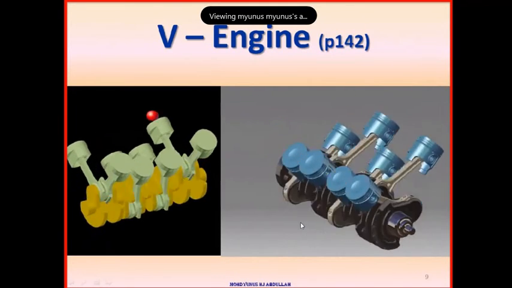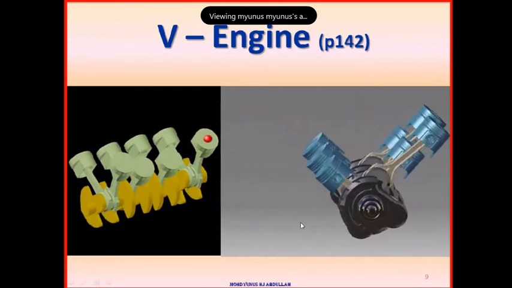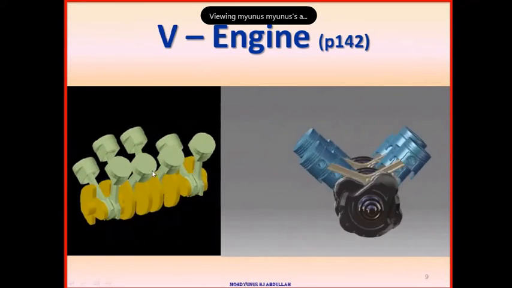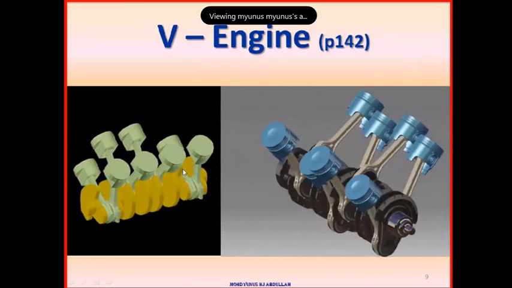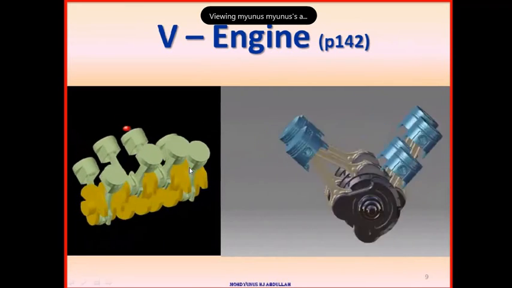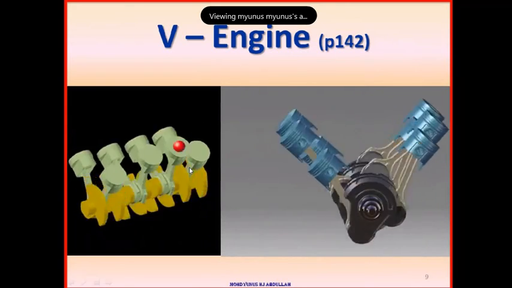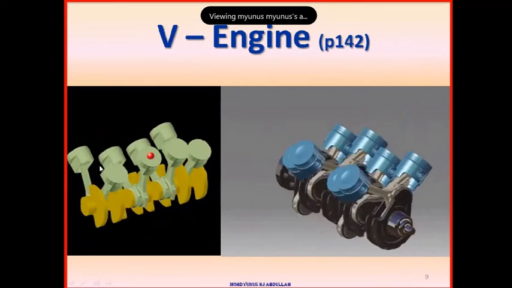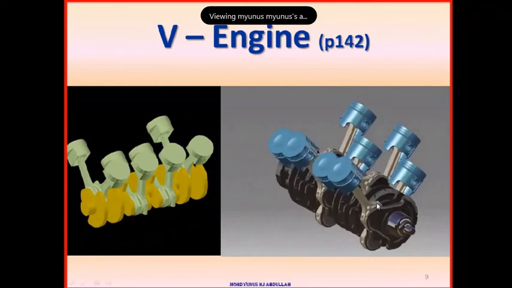For the V engine here, look at the position of the engine as I mentioned earlier. This one has 1, 2, 3, 4. You have 8 cylinders, so with 8 cylinders you have 4 banks, isn't it? And for 1 bank you have a common crank. Yeah, this one is also the same thing.